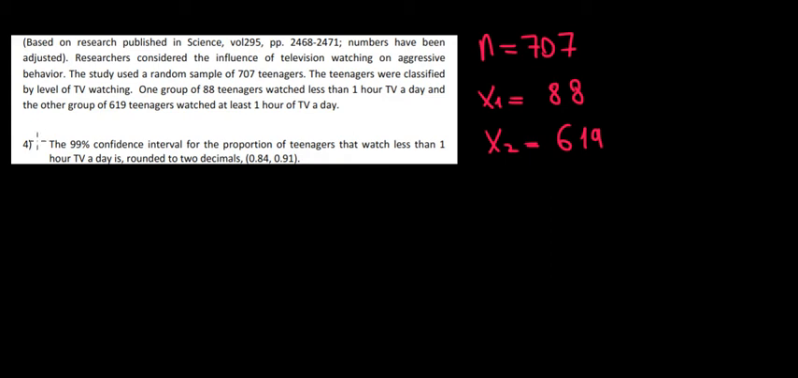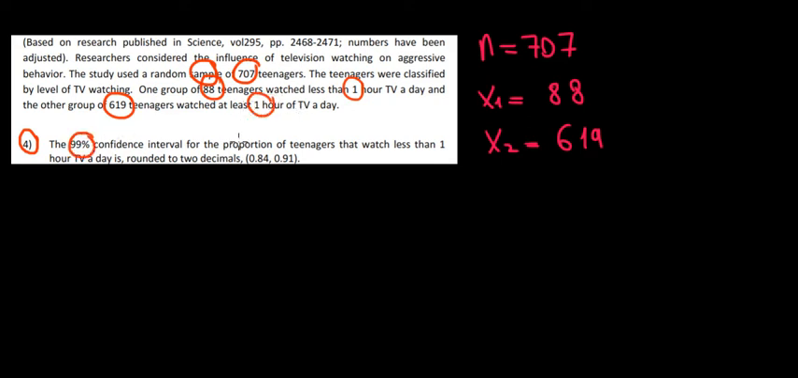Let's have a look at question 4 in this video. So we have data regarding how many hours teenagers watch TV and how aggressive they are. Now this study used a random sample of 707 teenagers. Out of them, one group of 88 teenagers watched TV less than 1 hour a day, and the other 619 teenagers watched at least 1 hour of TV a day.